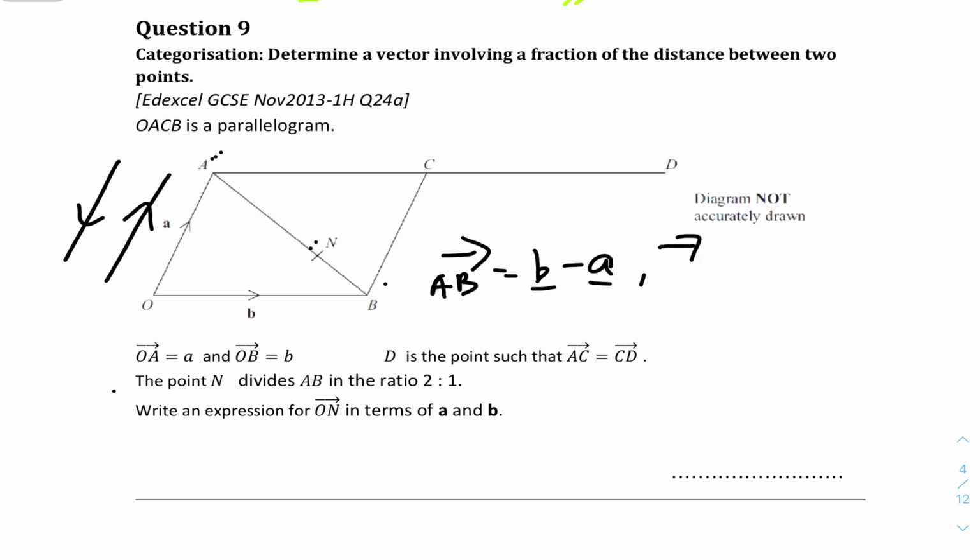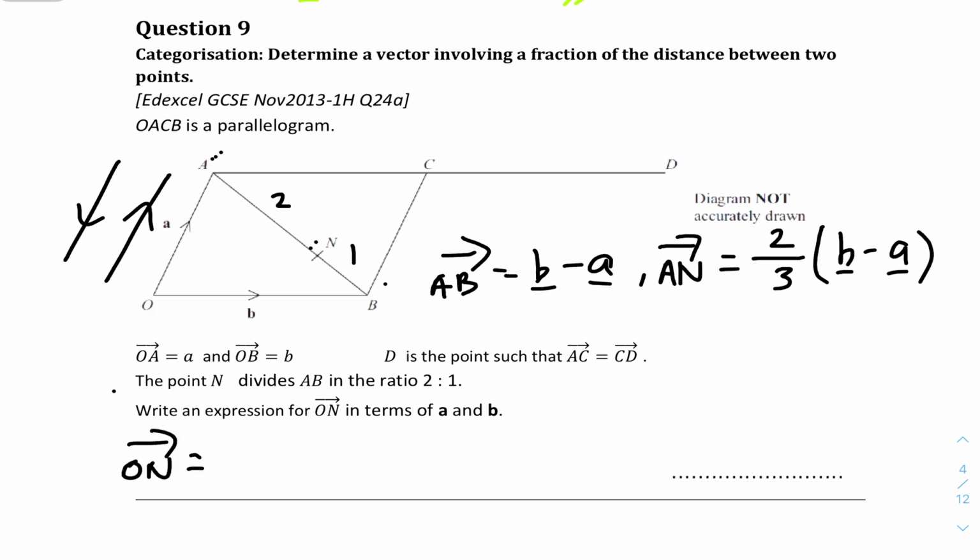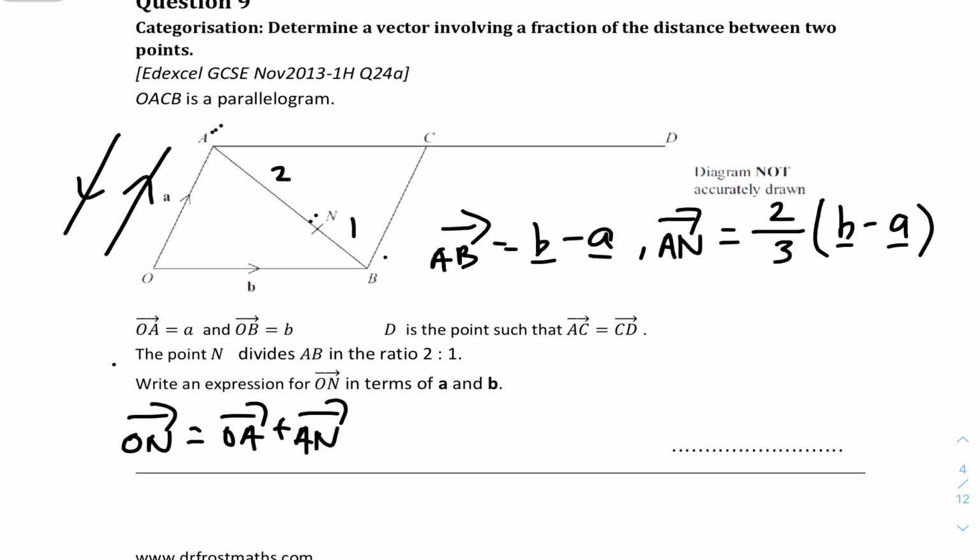Therefore, we know that AN is equal to, because the point N divides AB in the ratio of 2 to 1, that means this side is 2, this is 1, and the whole length is 3 parts. But AN is 2 parts, so it's 2 over 3, and it'll be 2 over 3 of b minus a, right? Therefore, ON is equal to OA plus AN. And we can also do the same way around for OB. We could find OB, which is just b, and BN, and then do OB plus BN. It's the same thing, but I just chose to do the other way.